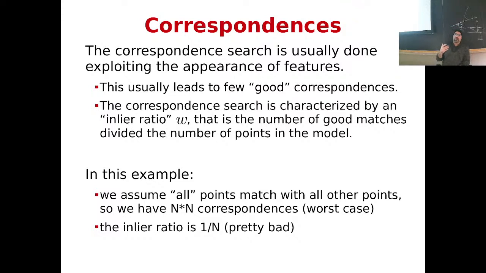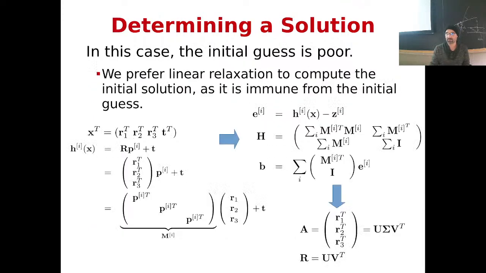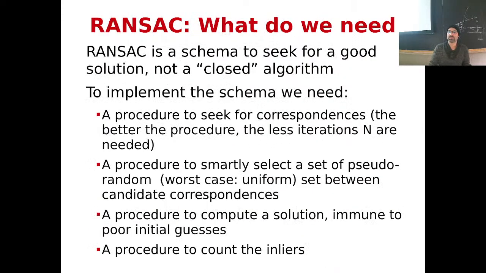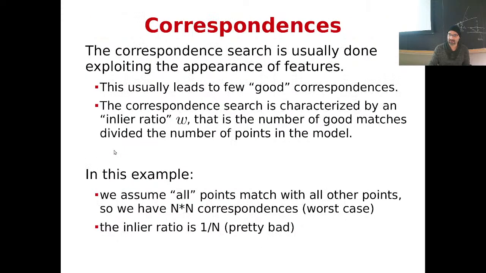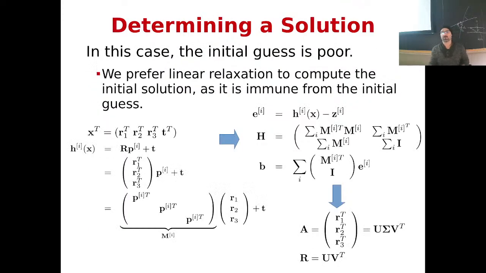Normally, we define how many good correspondences with respect to the complete set we have as the inlier ratio. How many good with respect to the total. But in our case, let's say that our two steps are the procedure to sample correspondences and our strategy is all with all. Okay, guys? Clear? Then to determine the solution in our simplistic 3D case, what we could do is to use linear relaxation. Do you agree?